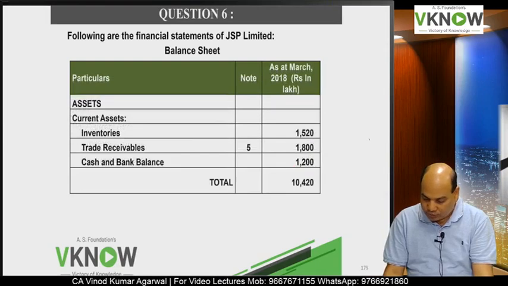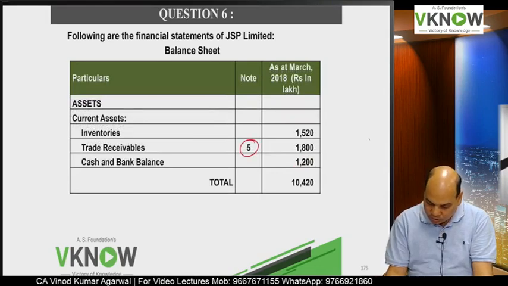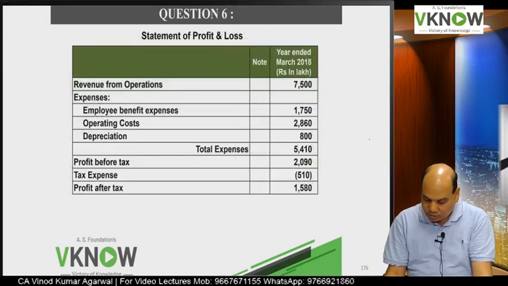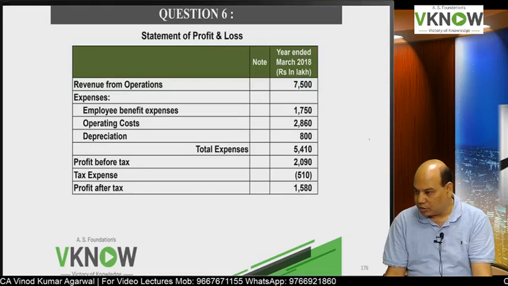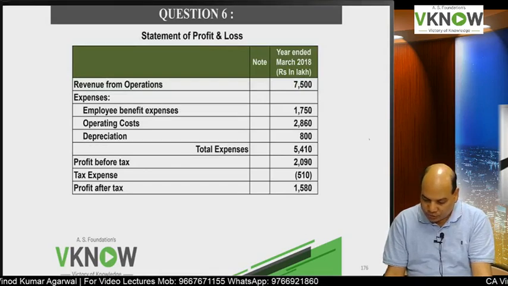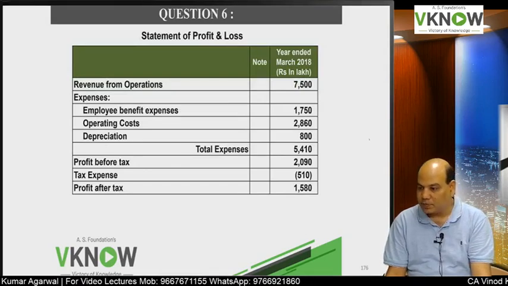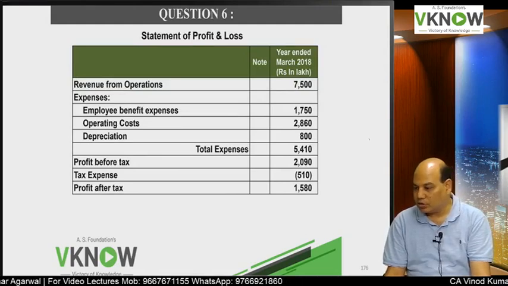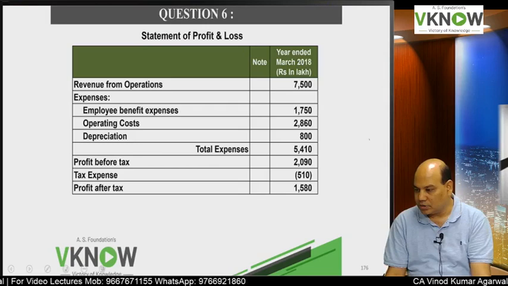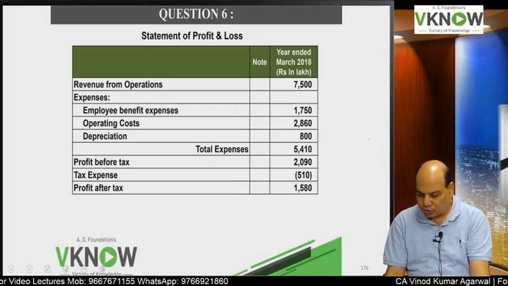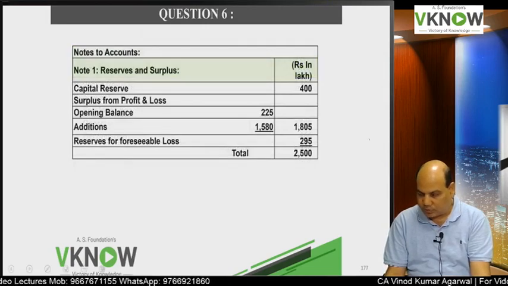Next line is inventory, trade receivable. Trade receivable also has a note here, we'll see. And this is your statement of profit and loss. Revenue from operations, expenses, employee benefit expense, operating cost, depreciation, total expense, profit before tax, tax expense, profit after tax. So the P&L account is quite simple.